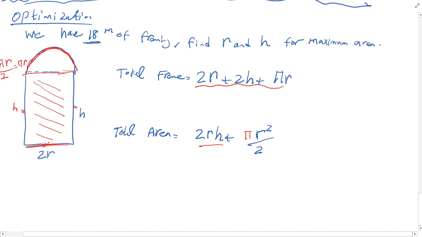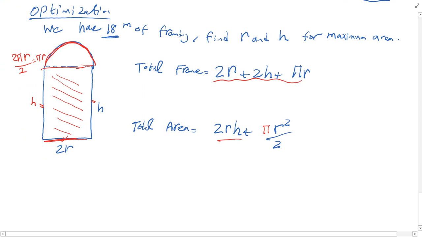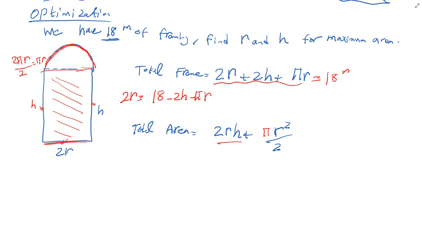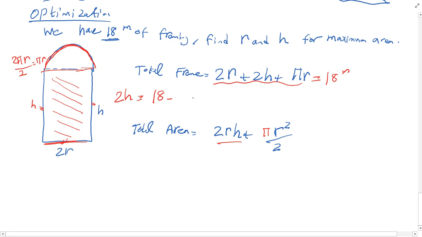Now, how we go about this problem is we actually create spreadsheets. In reality, you have to use calculus to do this, but we want to just use a spreadsheet with some numbers to calculate it. So I can get the value of h in terms of r. I know the total framing is 18 meters. Then from here, I keep the 2h on this side, and I bring the rest of them to the other side.